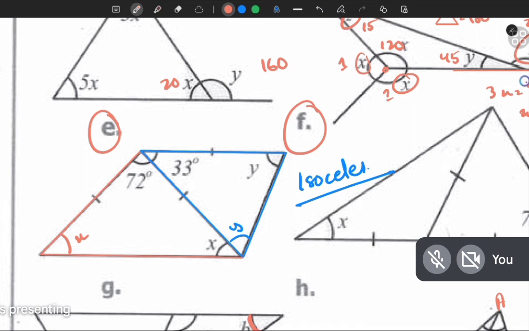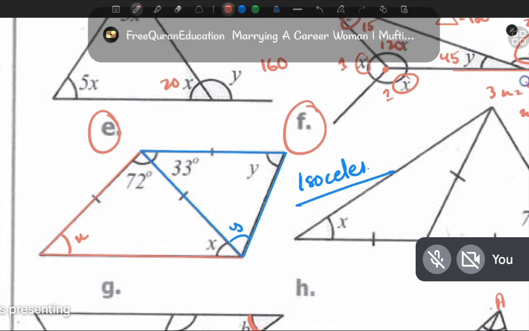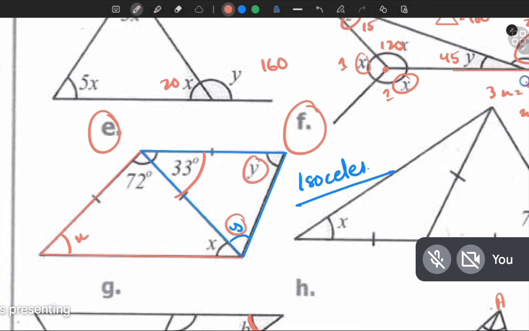Are they 72 and 32? This is 72 and this is 33. These are the two angles here. So you've got 2x and 2y. Okay. The sum of these will give you 180. Right. So 180 minus 72 gives you 2x, and 180 minus 33 gives you 2y. Does that make sense?